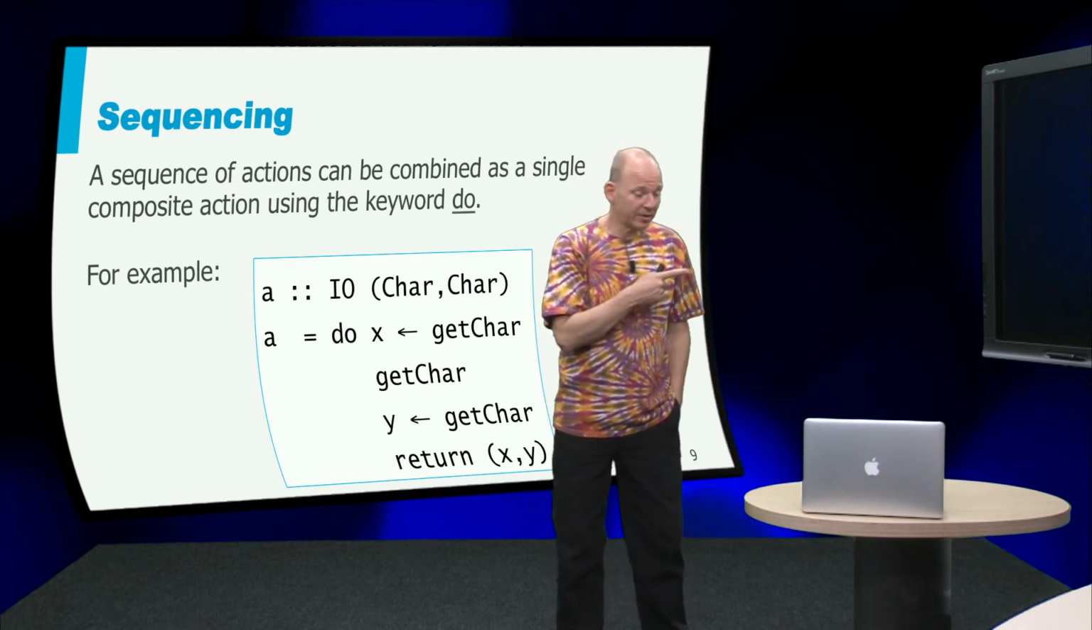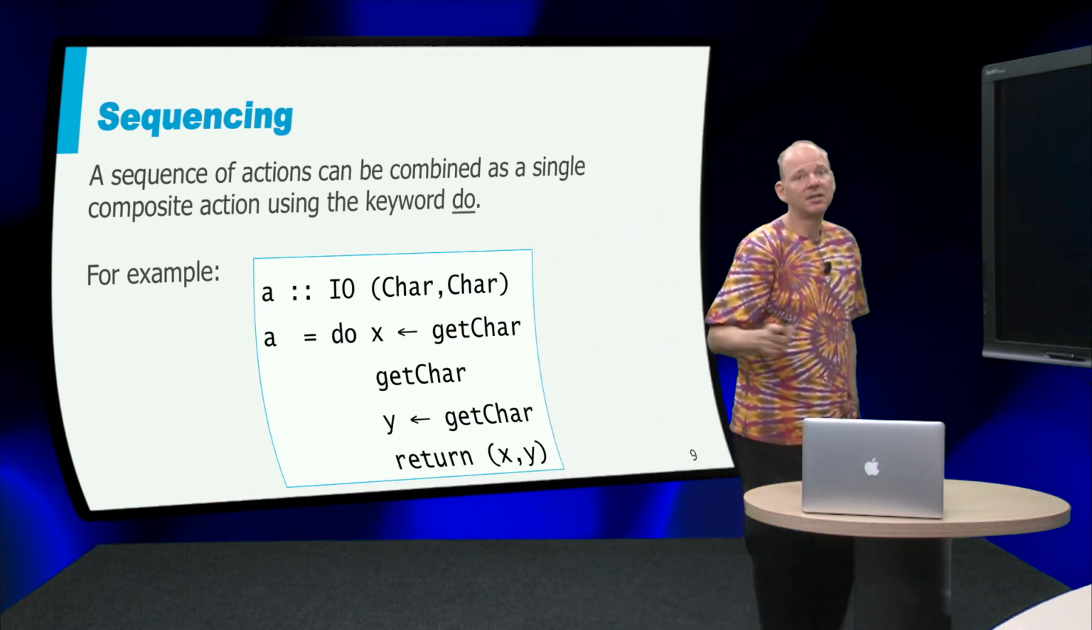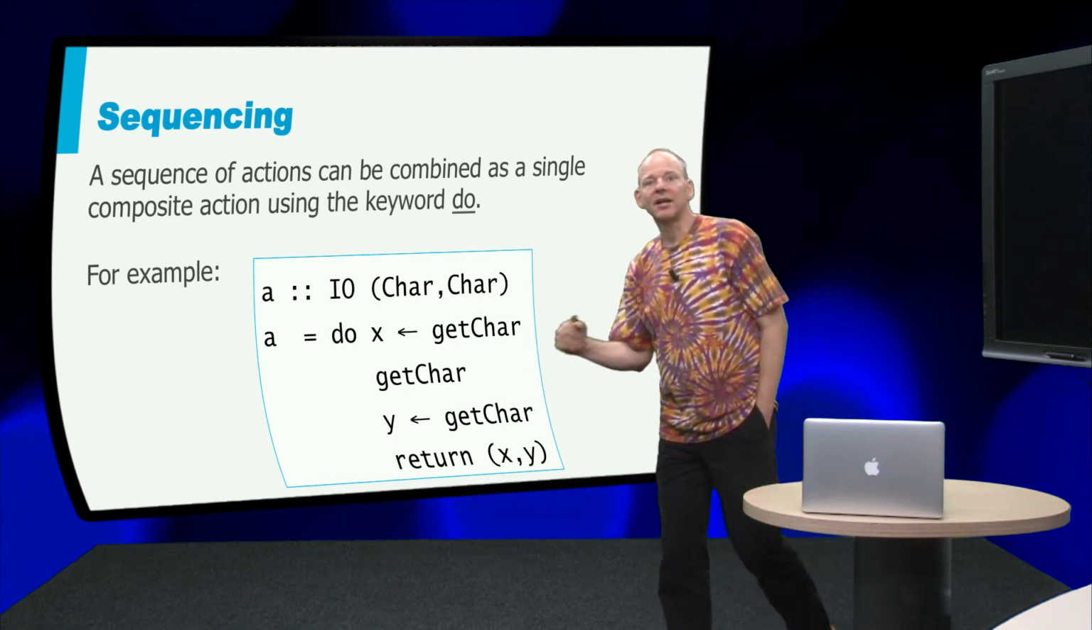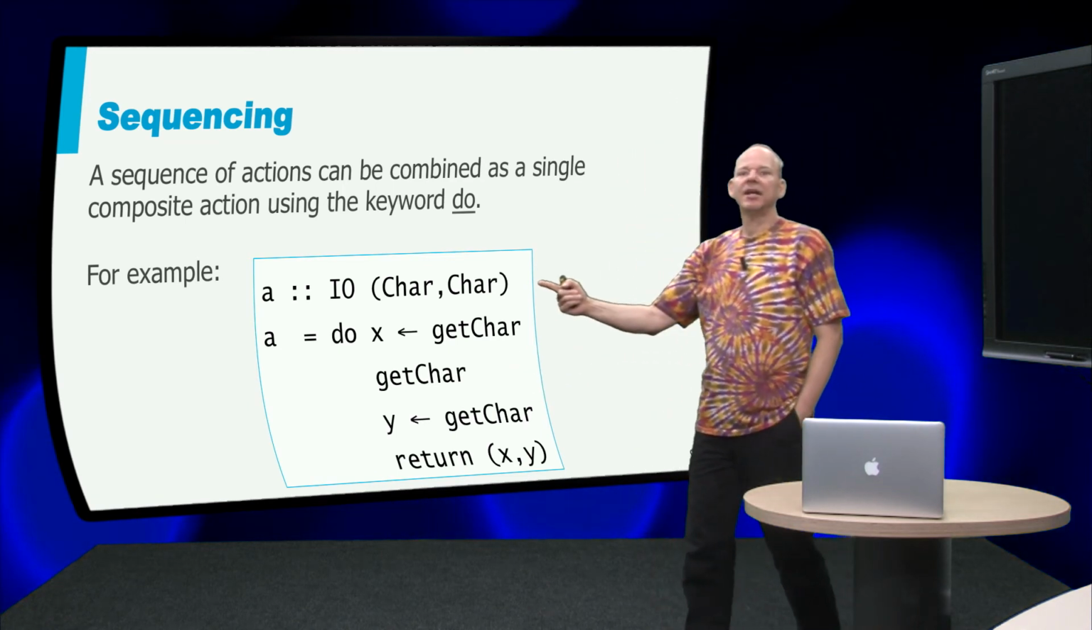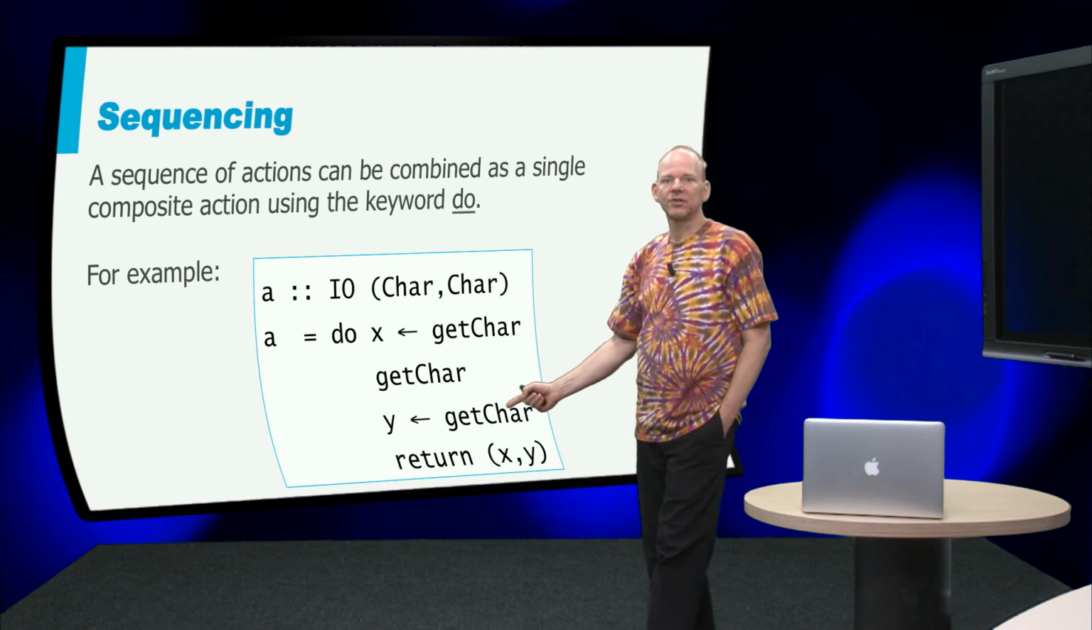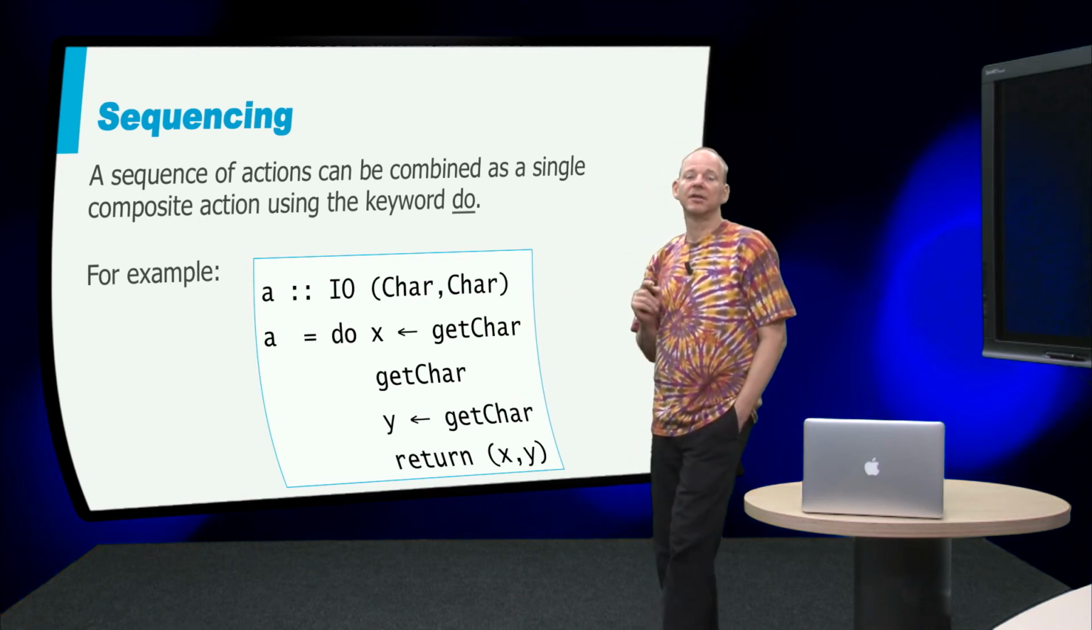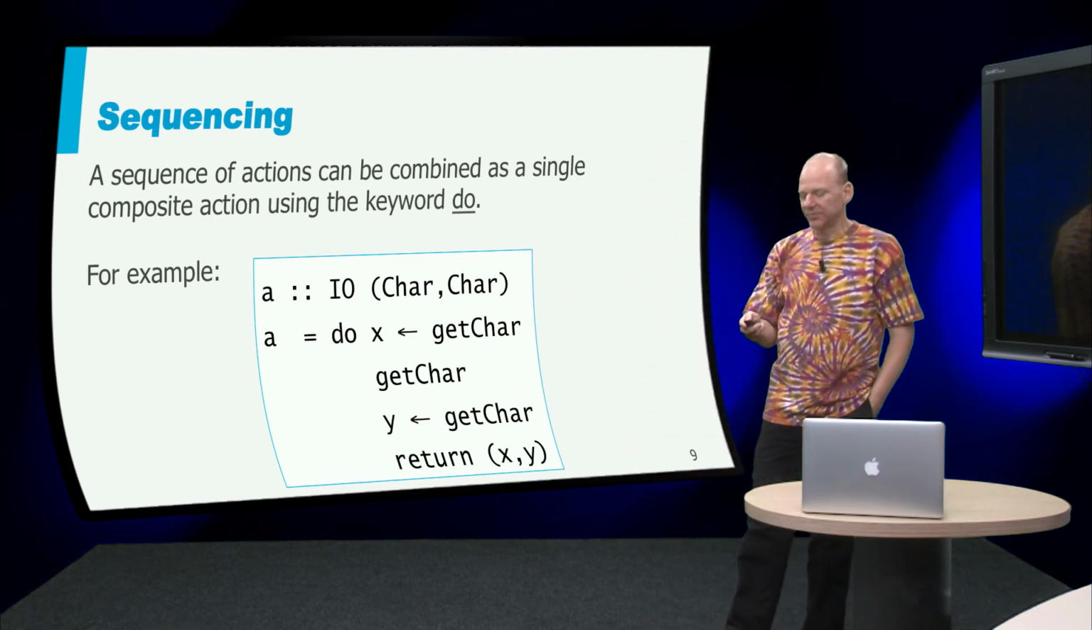If you remember the parsers from the last lecture, we had more or less exactly the same example there, except that we used the item parser three times, and here we're reading a character from the standard input.